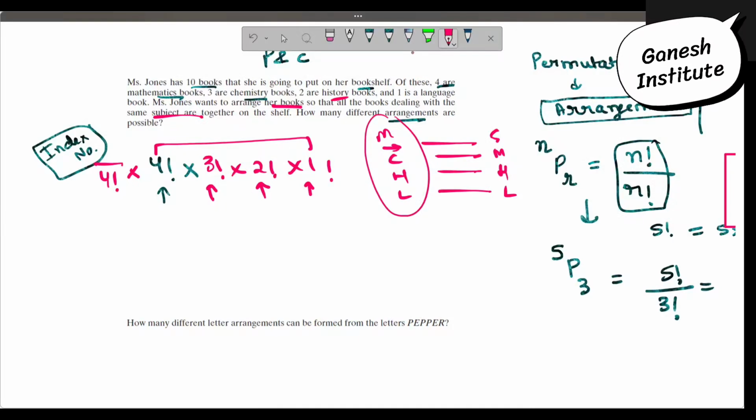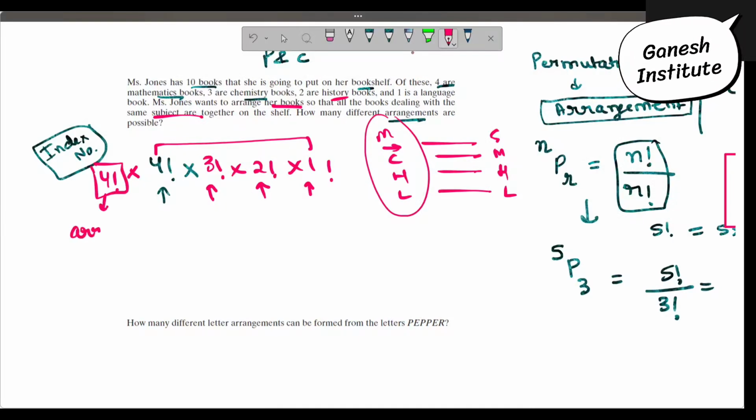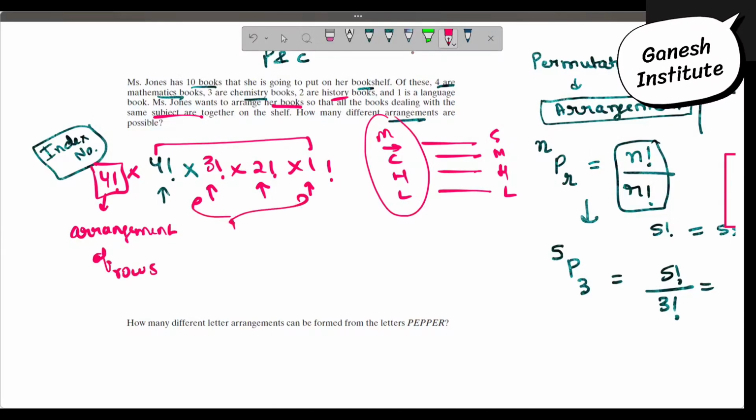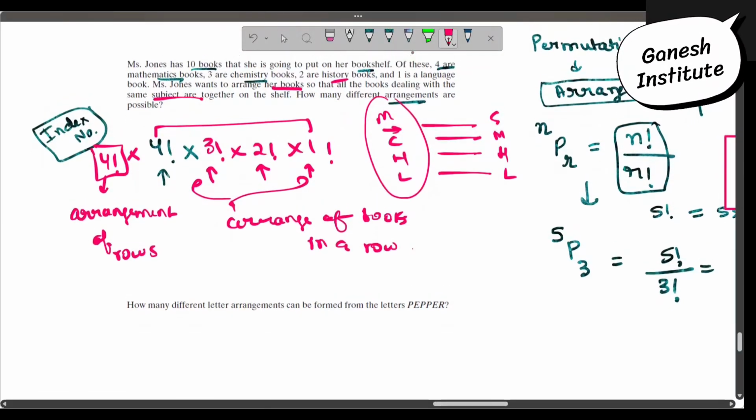Okay. This is for arrangement of rows, and this one is arrangement of books in a row. So this is how we can solve it. Is it clear?